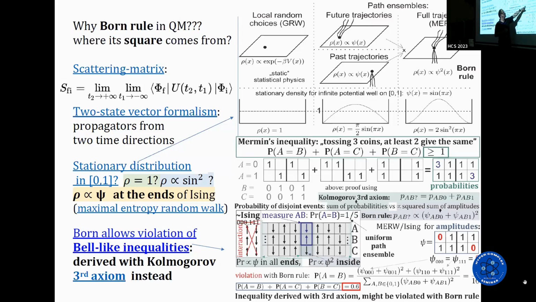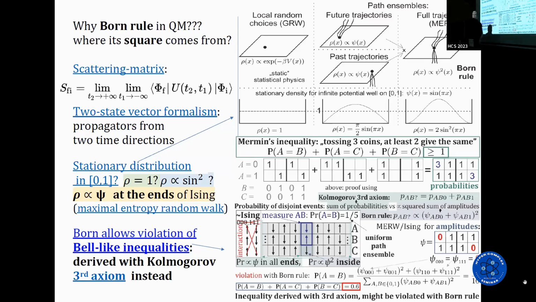The probability of A equals B is the probability of 0 or 1 at this position. In contrast, quantum mechanics replaces this Kolmogorov axiom with the Born rule: we add amplitudes, then square. And also in the Ising model. So here is a way to violate this inequality in the Ising model. You have a sequence of 3 spins with interactions forbidding these two possibilities, all up and all down. At the end of such an Ising sequence, the probability is 1/6, uniform over the remaining possibilities. But to get some values randomly inside, you need to multiply, as you get it twice from the left and right. So we get this Born rule also in the Ising model from the Boltzmann ensemble, and we get 0.6. We violate this inequality with 0.6.